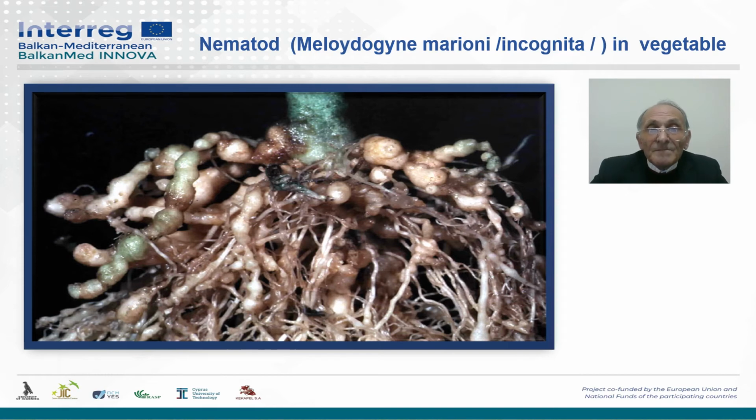This symptom is from Meloidogyne incognita and Meloidogyne marioni, two species of nematodes very dangerous, especially in vegetables in the glass houses or in vegetables in the field. We see here the roots are deformed, and in such a situation the plants have great difficulty absorbing the water and minerals from the soil.